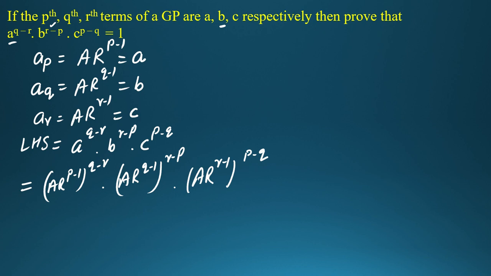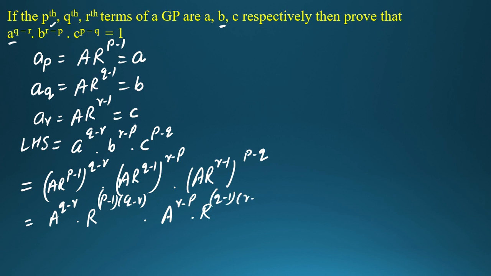Okay, now power raised to the power, so simply just simple calculation of powers and indices. So it will be a to the power q minus r times r to the power p minus 1 times q minus r, then a to the power r minus p times r to the power q minus 1 times r minus p, and then times a to the power p minus q times r to the power r minus 1 times p minus q.